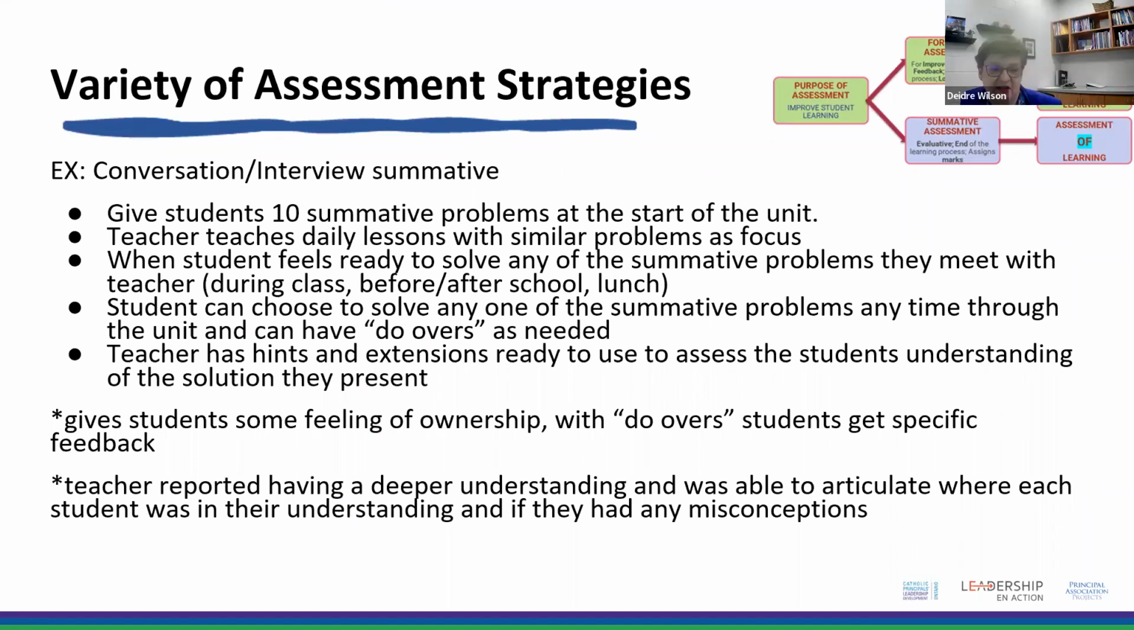Or just sort of a different way to do assessment. This is a grade 9 teacher. It was actually a unit on proportional reasoning, and he created his summative task first. He had sort of 10 rich tasks that he gave to students on the first day of the unit. And then he continued to teach like he would normally teach his unit.